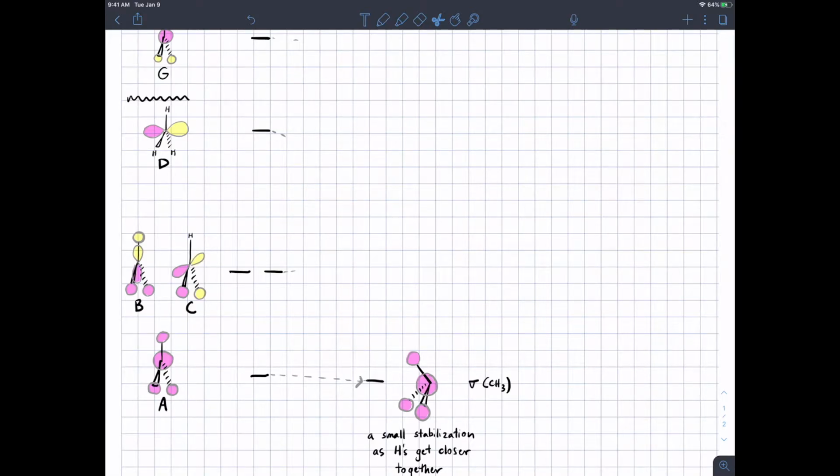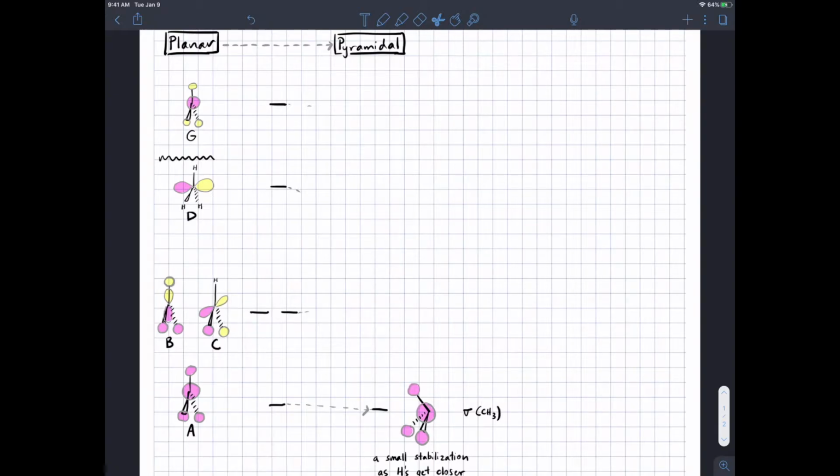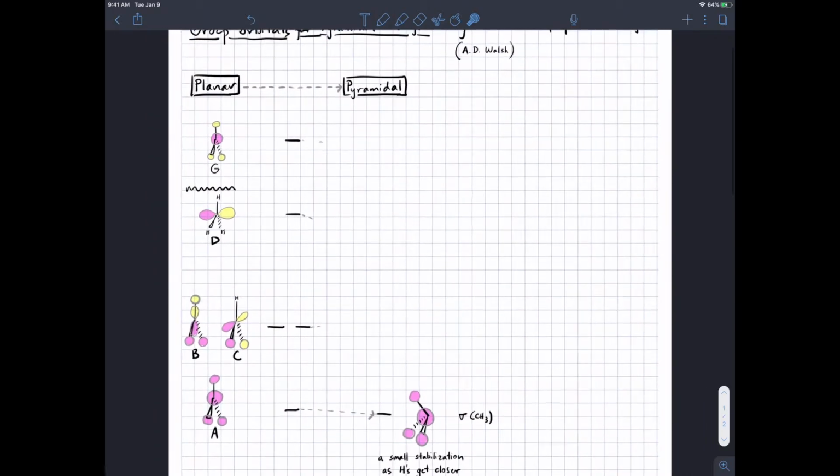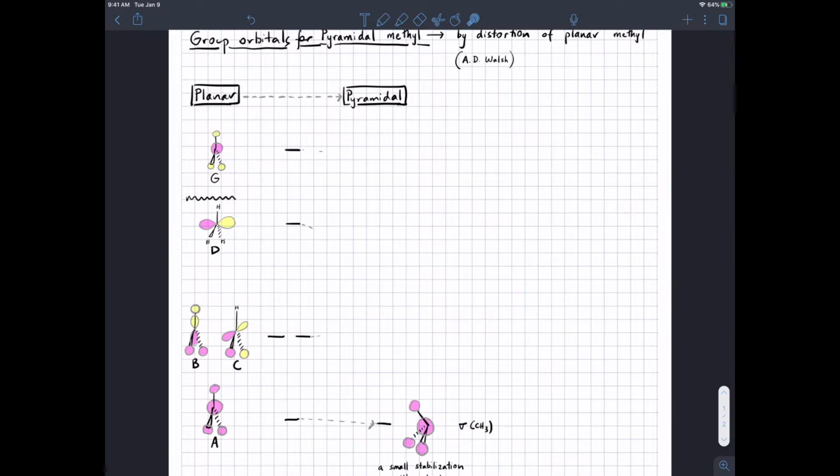So welcome everybody. When we were talking last time, we were making the group orbitals for a trigonal planar methyl, CH3. In this case, we were envisioning CH3 cation. And we were going to take those orbitals, which are shown here over on the left, and distort them into pyramidal methyl. What we're drawing here is going to end up being what's called a Walsh diagram, after the chemists that developed this qualitative approach.